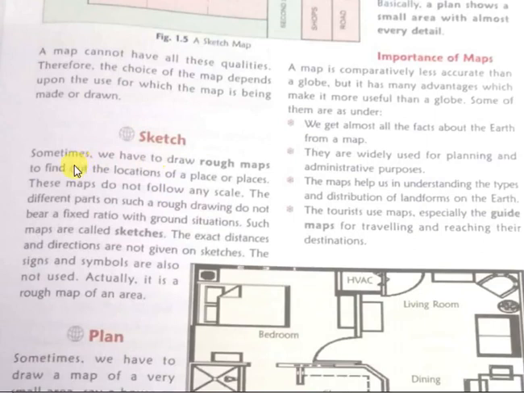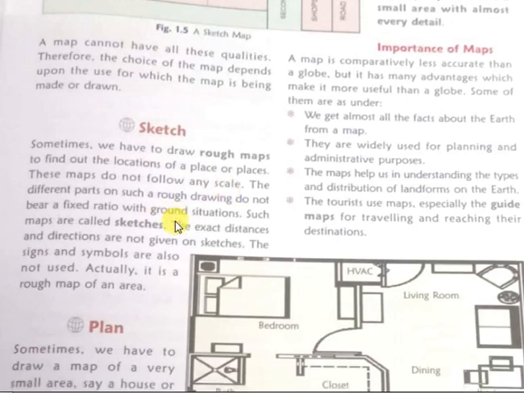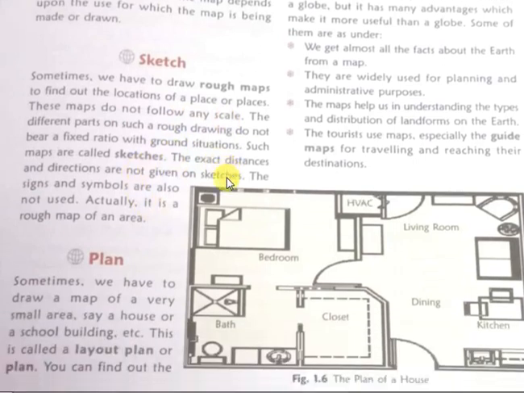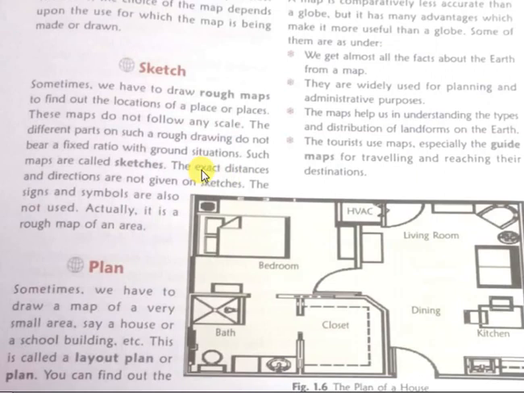Next is the sketch. Sometimes we have to draw rough maps to find out the locations of a place or places. These maps do not follow any scale. The different parts on such a rough drawing do not bear a fixed ratio with the ground situation. Such maps are called sketches. So basically these are maps without any ratio with the ground situation. These are rough kind of maps.